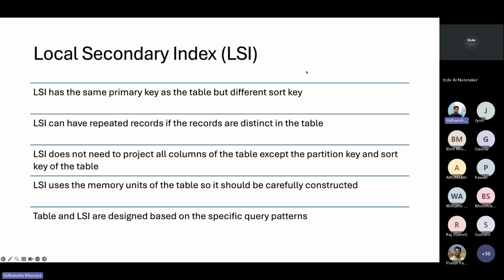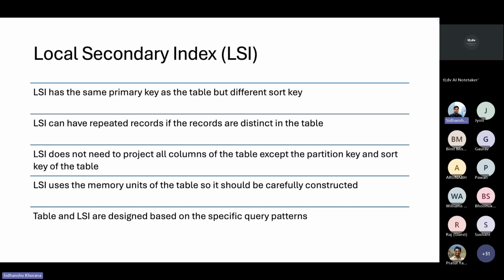We'll create an LSI, which is a local secondary index. A few things about an LSI: it has the same partitioning key as the table, but a different sort key. And the most interesting point is that an LSI can have repeated records, meaning the records don't have to be unique even if the records are distinct in the table. We'll see it shortly, how this is possible. An LSI does not need to project all the columns of the main table, except the partitioning key and the sort key of the table.